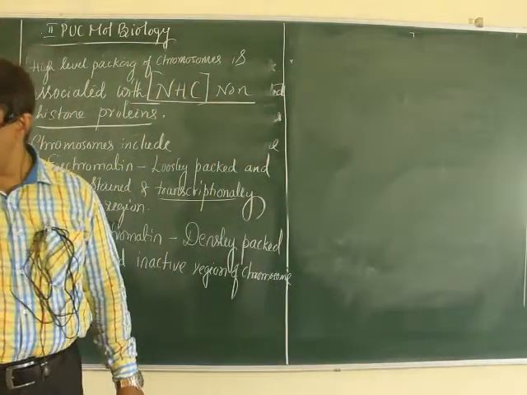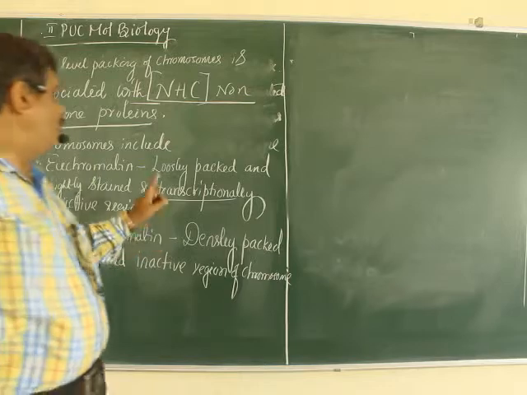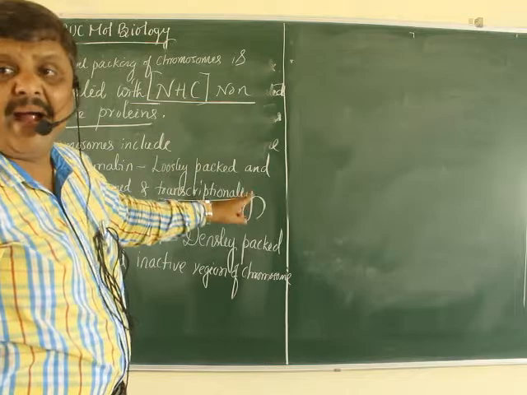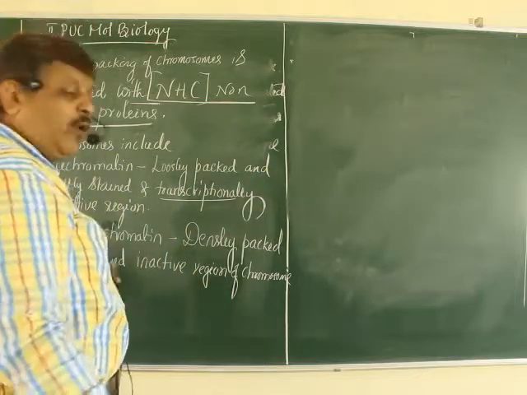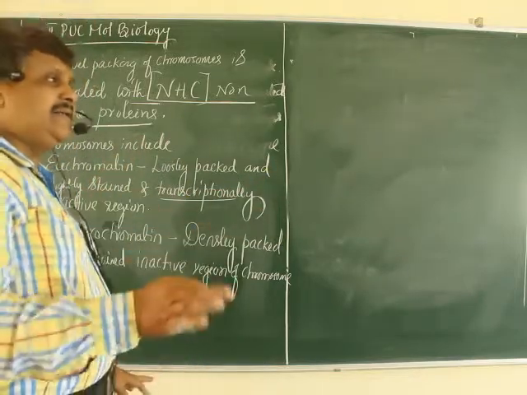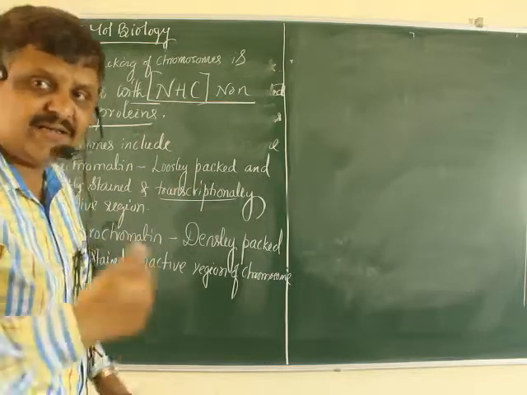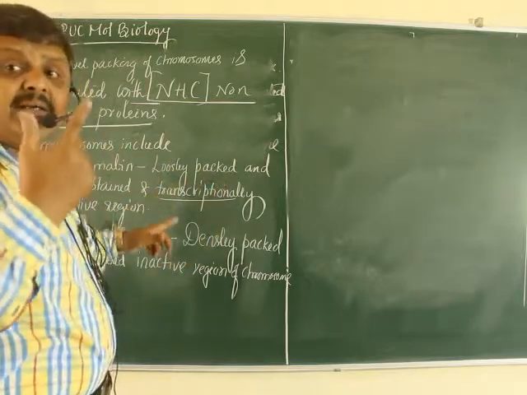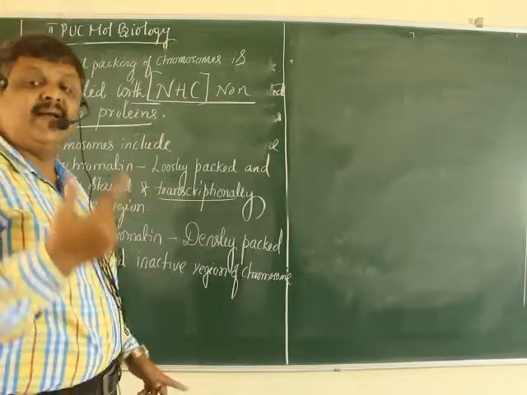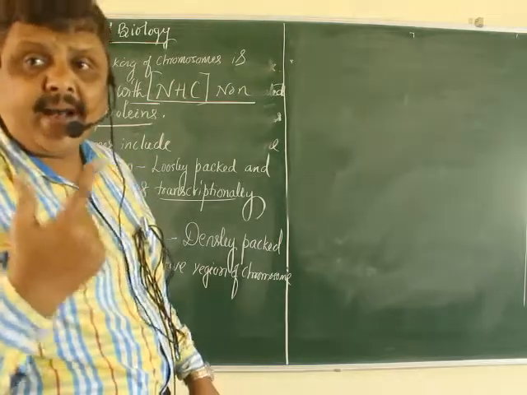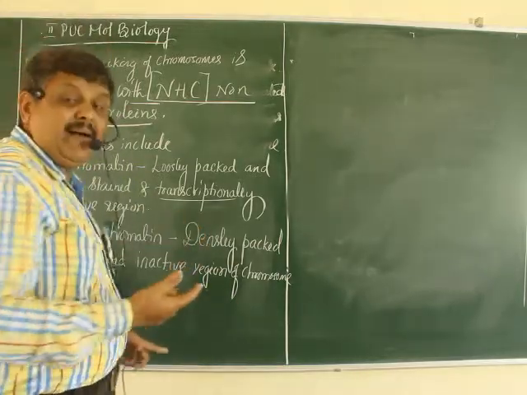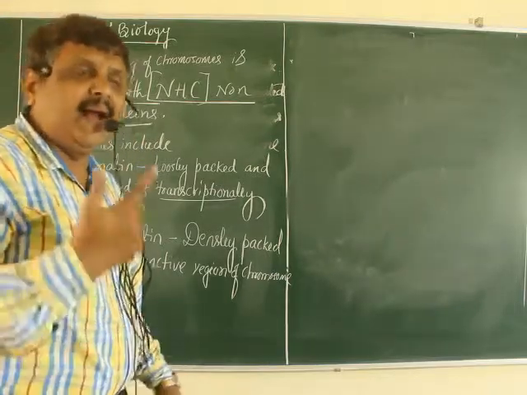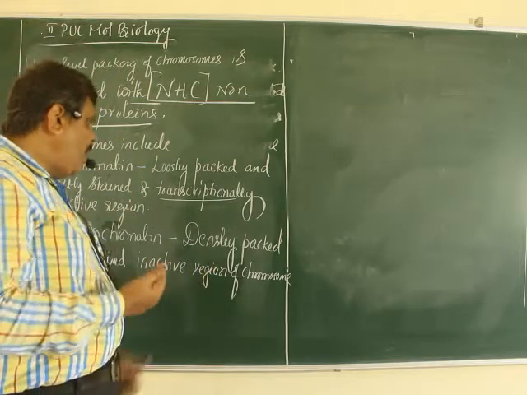What should be your answer? Your answer should be like this. Under euchromatin, it is with loosely packed chromatin fibers. Under heterochromatin, it is with densely packed chromatin fibers. That is the first difference. Second difference is under euchromatin, it is transcriptionally active, that means it is capable of producing mRNA. Under heterochromatin, it is transcriptionally inactive.